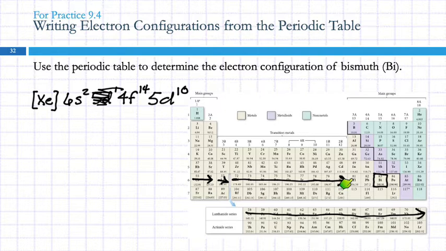And then we're into the P block, and this is back to the regular number, the same as the row number. So this is 6P, 1, 2, 3. 6P3. Electron configuration for bismuth. Any questions?